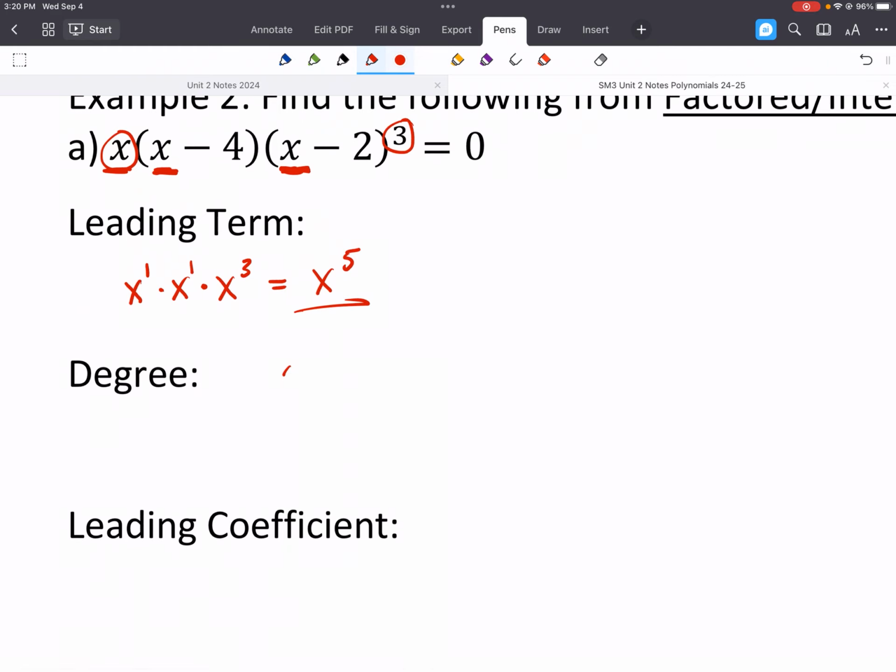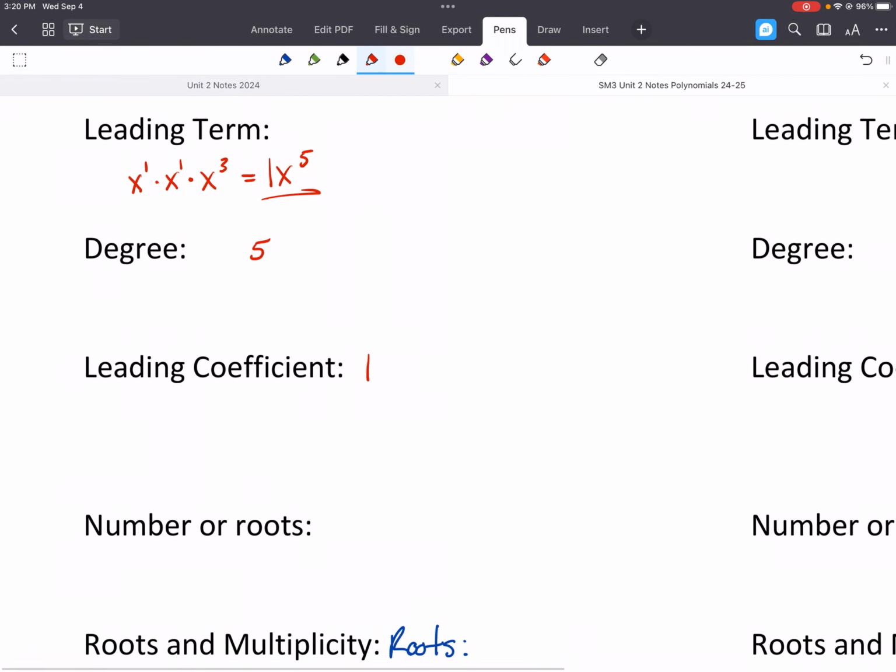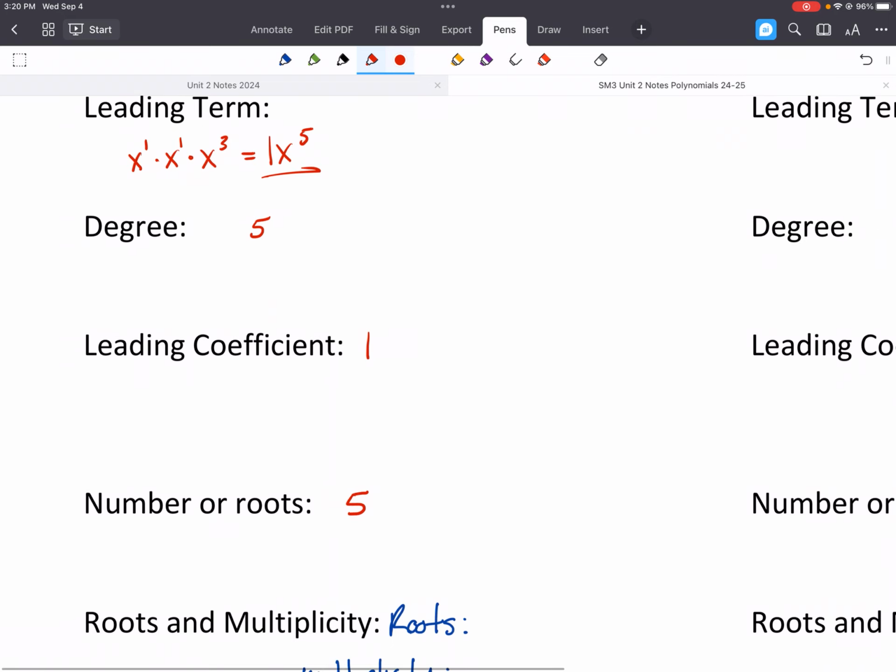All right, so our degree would be 5. I guess this does have a coefficient. It would be a coefficient of 1. Number of roots, it's just the degree. Tells us the number of roots.